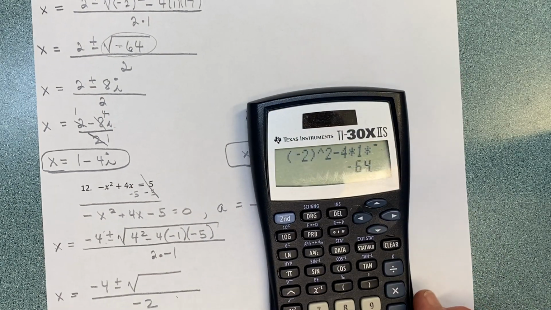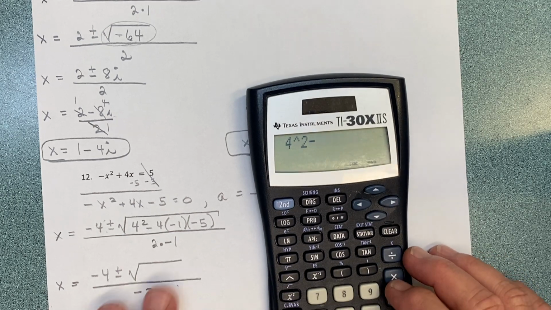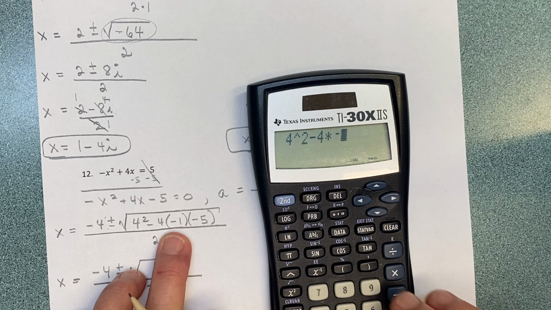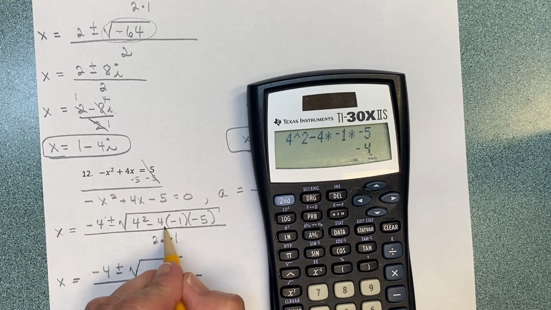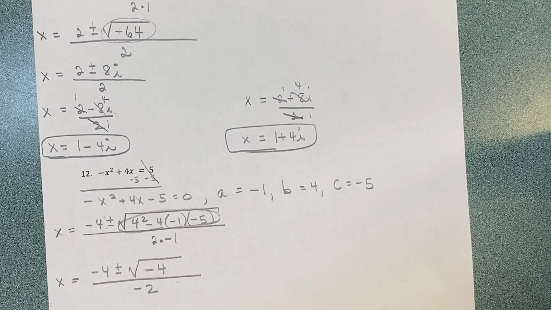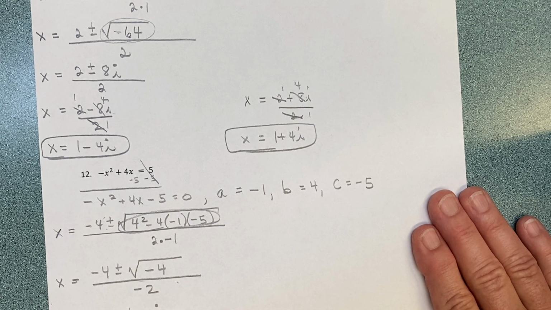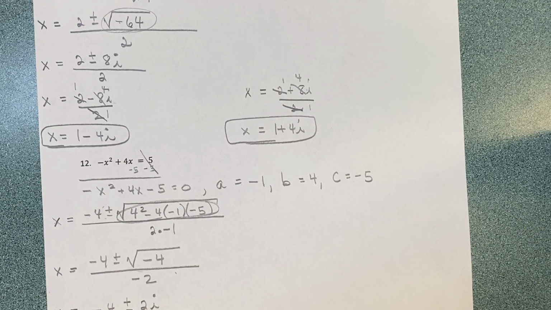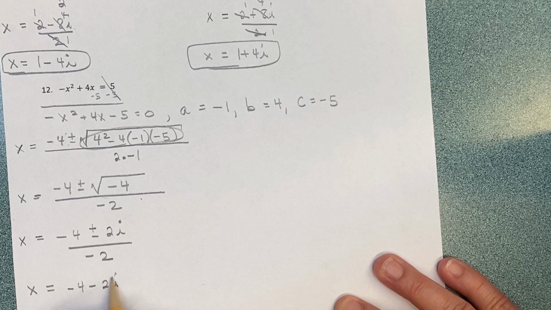Alrighty. -4 times -1 times -5. So all of that equals -4. All right, and we're going to kind of look at this and go, well, yeah, that does simplify. It's an imaginary number again. So -4 plus or minus, that's 2i all over -2. So I'm going to separate them.